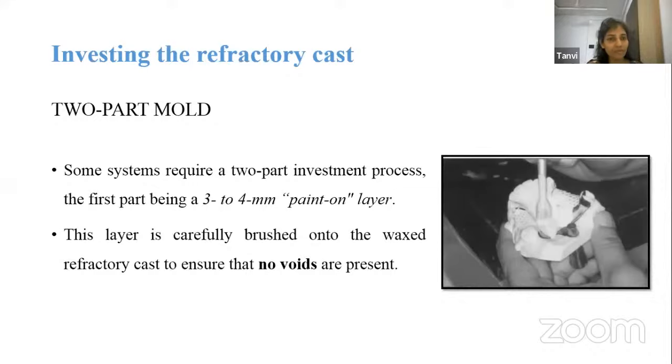Now coming to the process of wax elimination, the refractory material, before investing and before placing it into the ring, is applied in a layer of 3 to 4 millimeters by the paint-on technique, as you can see in the figure, with the help of a brush. Utmost care is to be taken that no voids are present, so that we do not get inclusions or exclusions in our final casting.